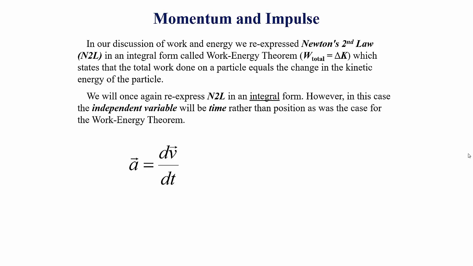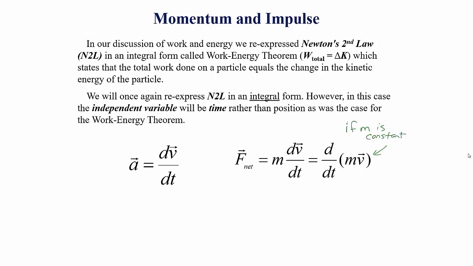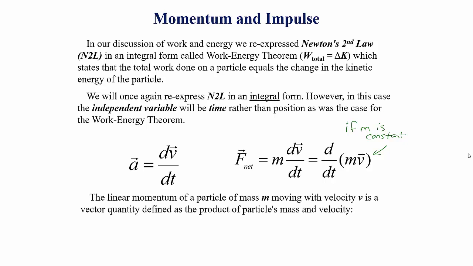The definition of acceleration is dv/dt, the derivative of velocity with respect to time. Newton's second law says that the net force equals mass times acceleration, so that would be m times dv/dt. And if the mass is constant, that's the derivative with respect to time of the quantity mv. We're going to define that quantity mv as the linear momentum of the particle.